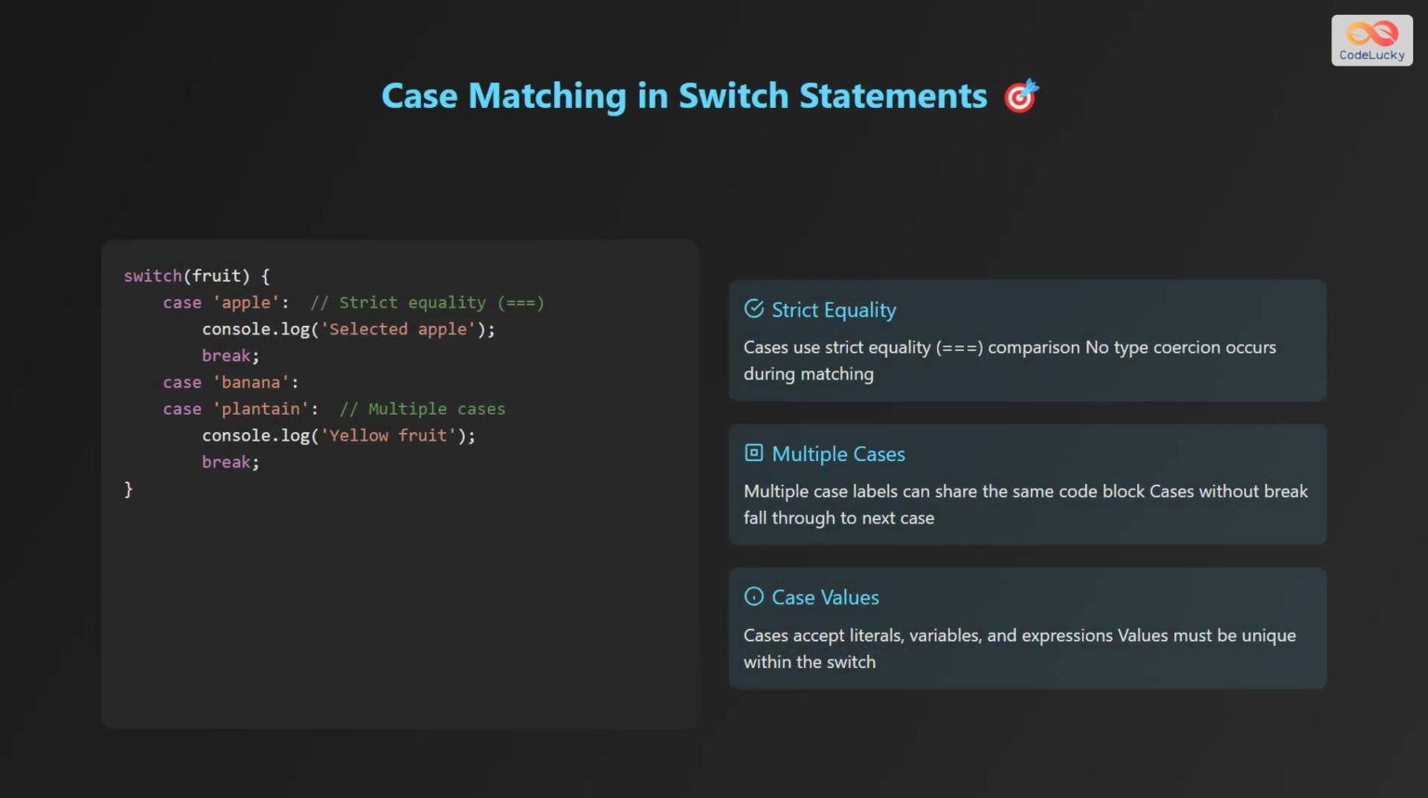In a switch statement, the matching of case values is done using strict equality, which is the triple equals operator. This means that not only do the values have to be the same, but their types also need to match. No type conversion will occur during the matching process. You can have multiple cases that share the same code block. If a case does not have a break statement, the execution will fall through to the next case. The case values in a switch statement can be literals like strings or numbers, variables, or even expressions. However, the case values must be unique within the switch statement.